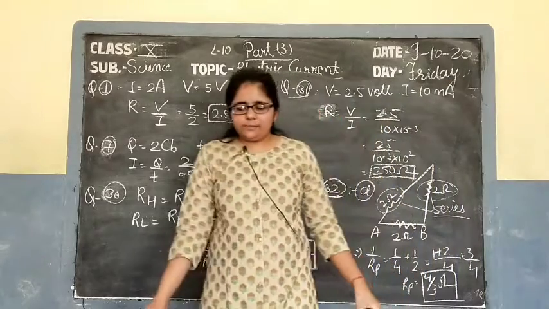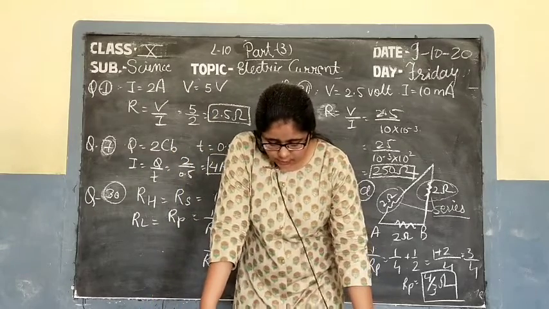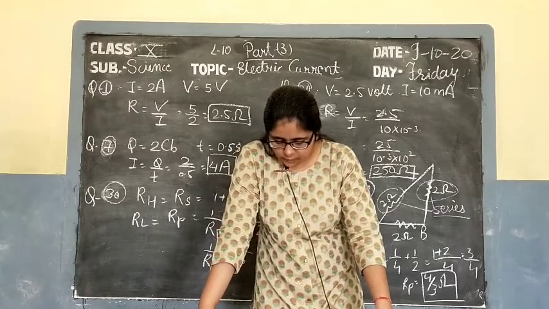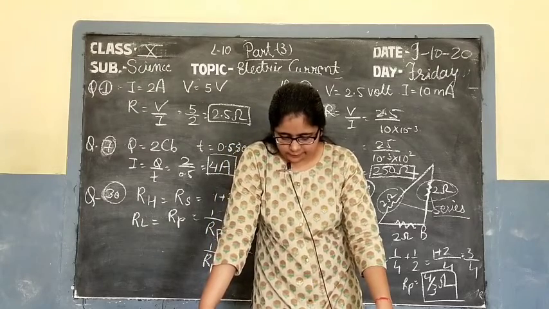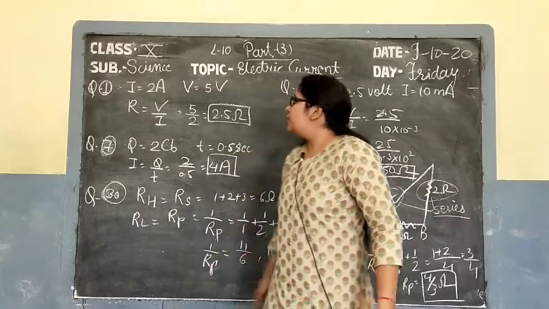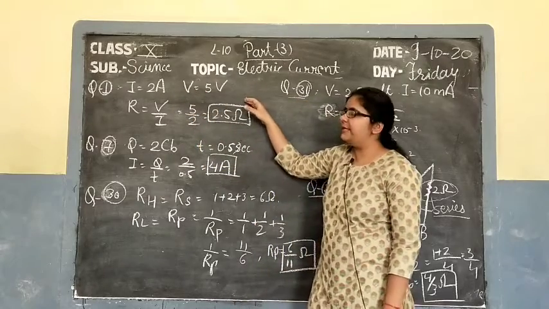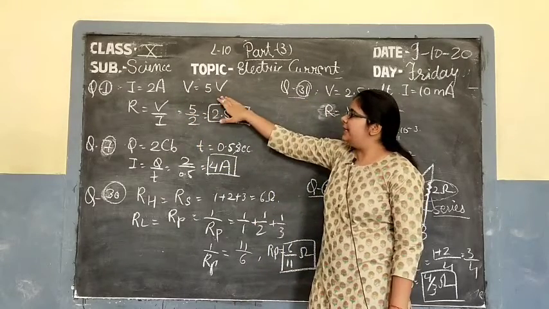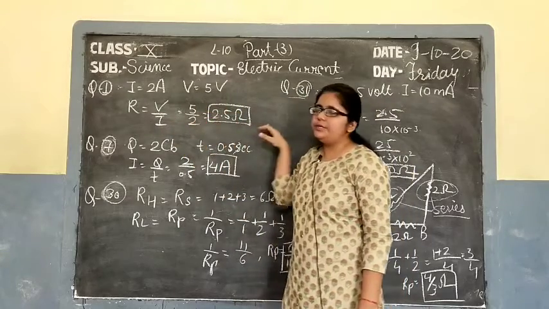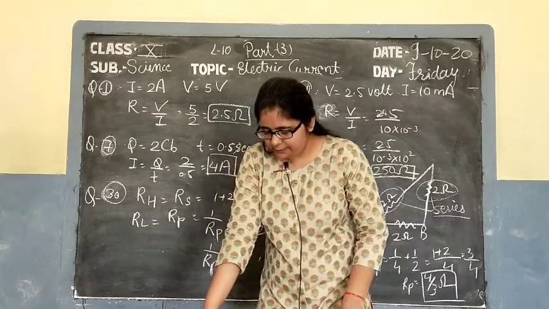Now we will solve some numericals related to the electric current. The first question on page number 145 is, a 2 ampere current flows in a conductor connected with a 5 volt battery. You have to find the resistance of the conductor. Current is given as 2 ampere and the potential difference, which is the cause of current flowing, is 5 volt. So resistance will be V by I, and 5 by 2 is 2.5 ohm. So the answer will be the B option, 2.5 ohm.